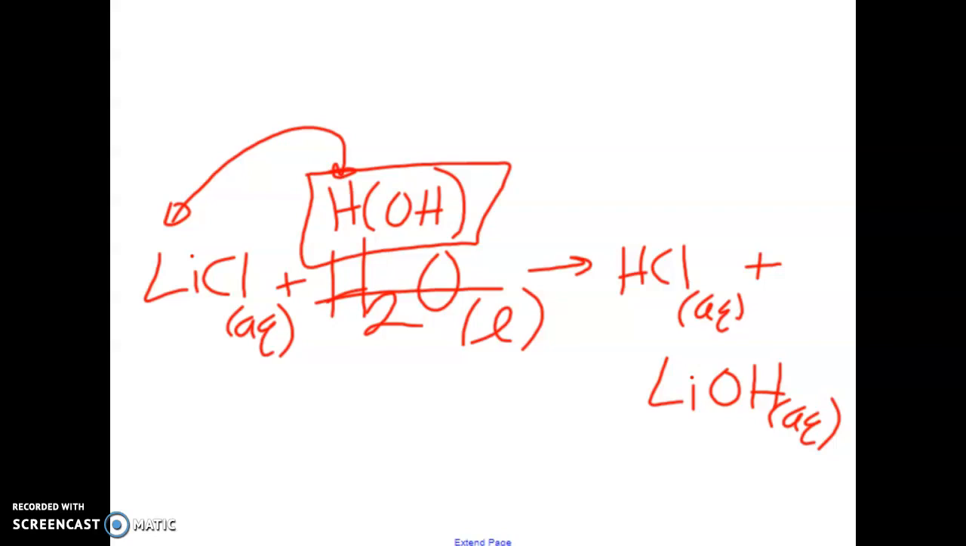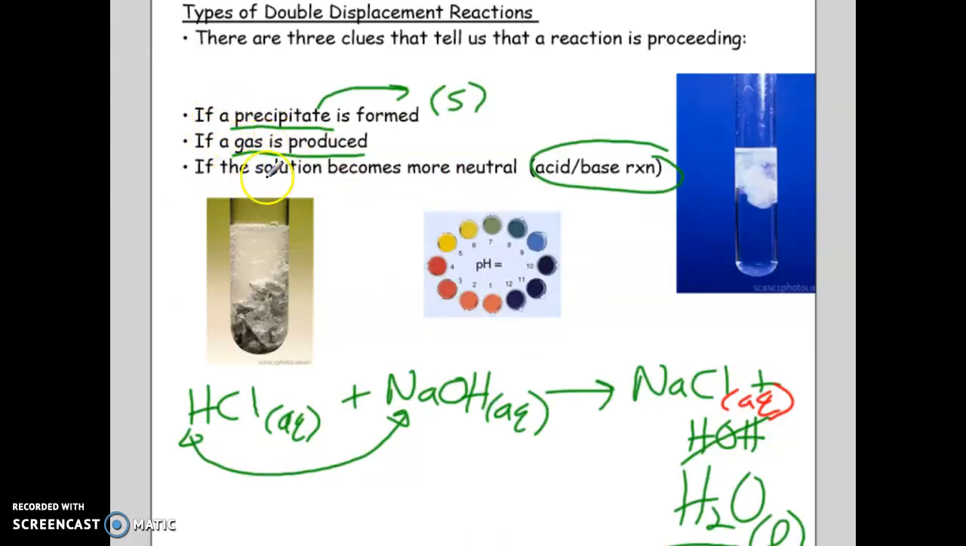Now, let's say you're doing a reaction and none of these happen. So there's no precipitate made, there's no gas being produced, and it's not an acid-base neutralization. Does that mean the double displacement reaction didn't happen? Well, no, it still happens, but what it means is that there's no evidence of the reaction. Meaning there's nothing visual to see. Like if you're looking at a test tube and you don't have any of these changes happening, you're not able to actually see the evidence.